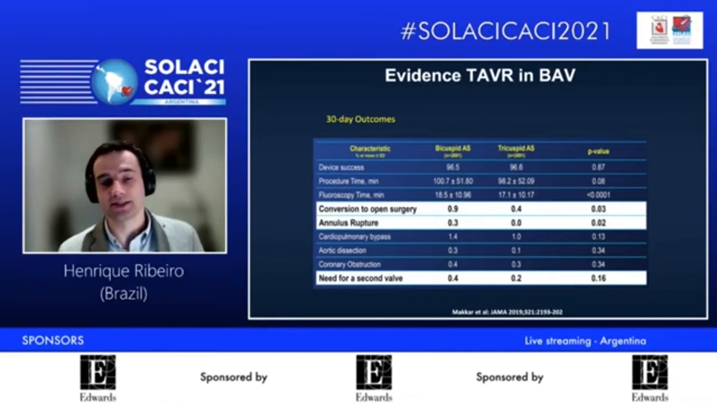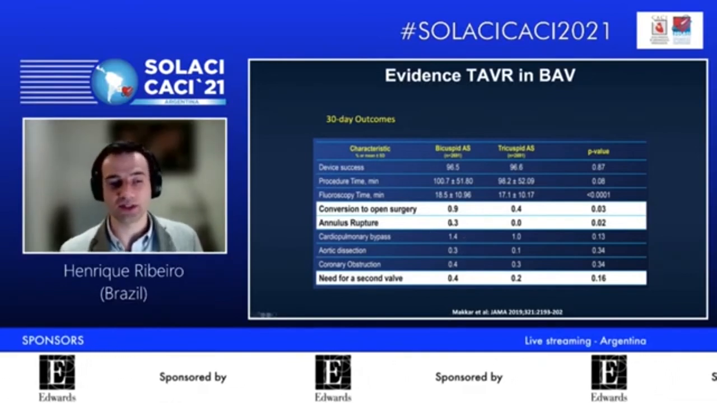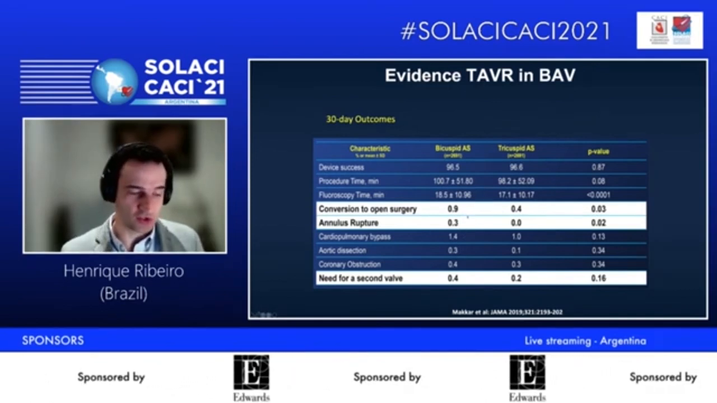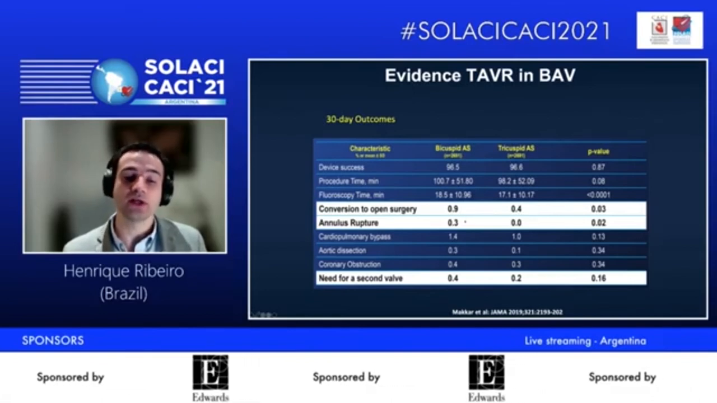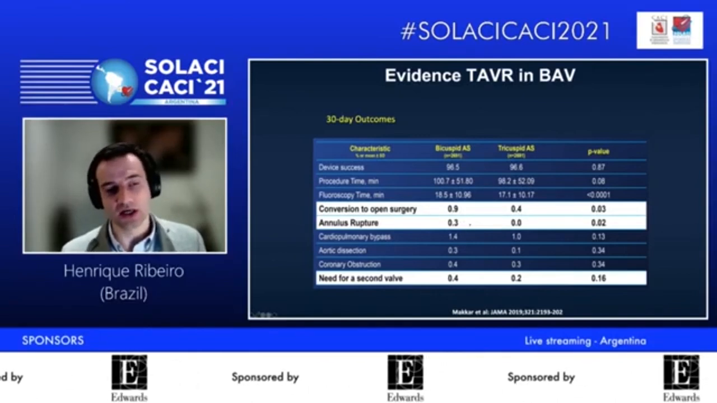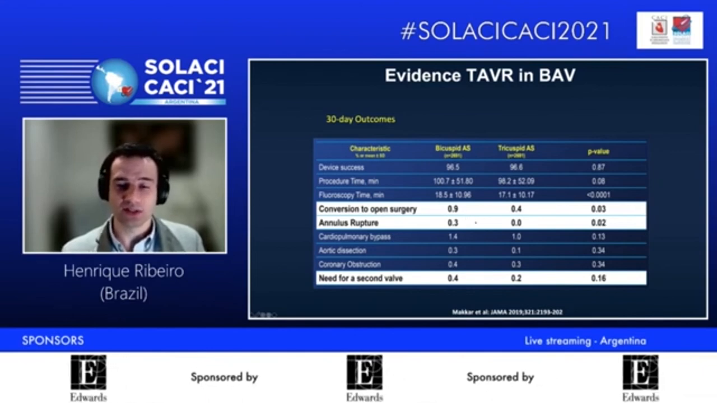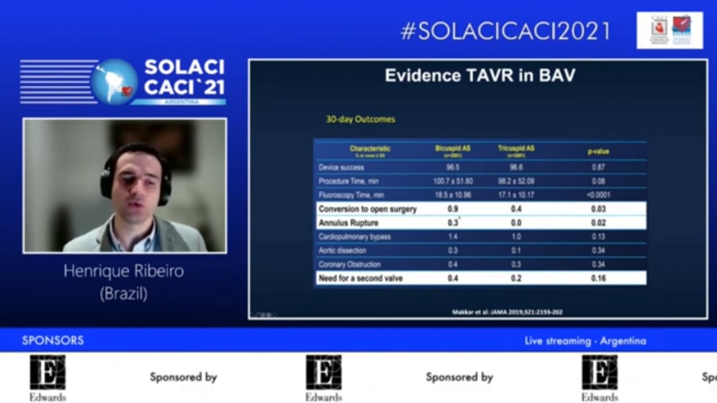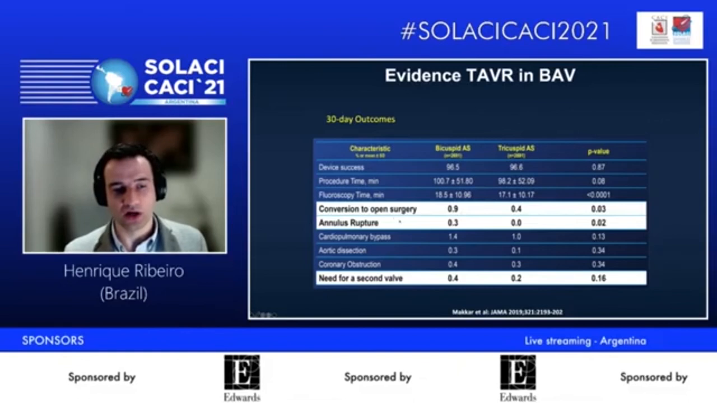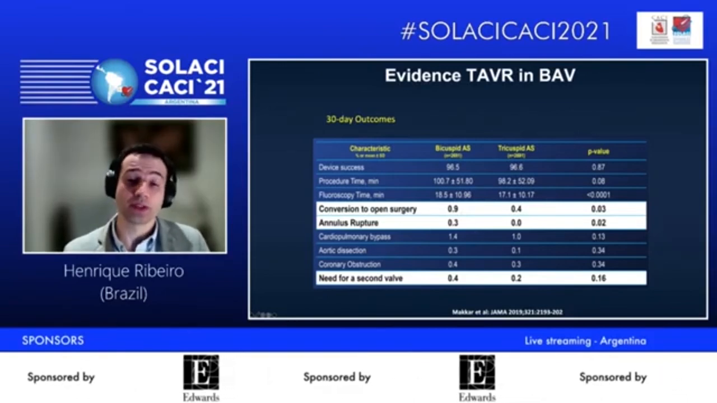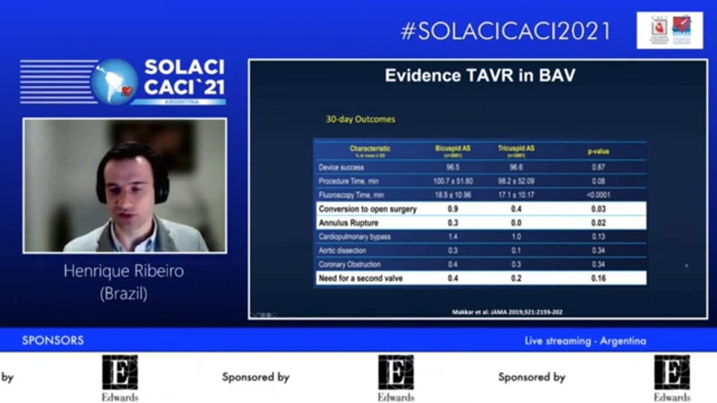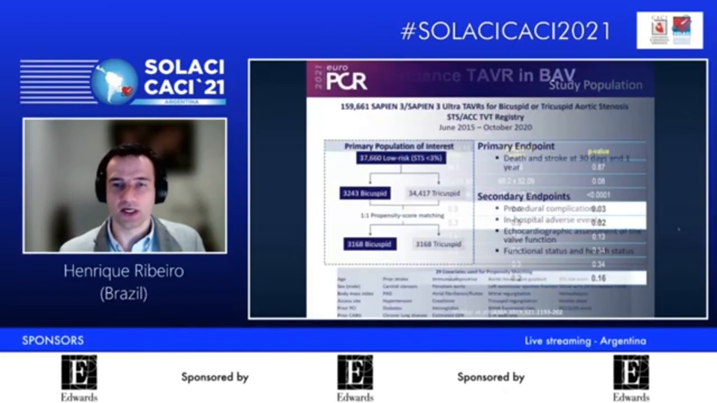In addition, especially for the Sapien XT valve, we have seen a somewhat increased rate of annulus rupture and conversion to open heart surgery. And for sure, with the Sapien 3, the commander that is more flexible, we have seen an improvement in such endpoints. However, still in this study there was a slightly higher rate of both conversion to open heart surgery and annulus rupture as compared to the tricuspid valve, but still very low rates, in addition to the need for a second valve.